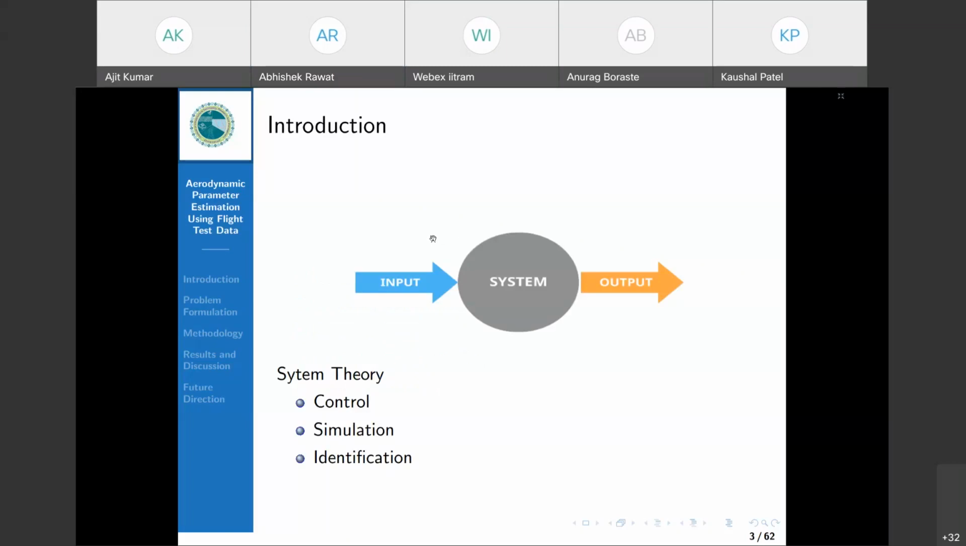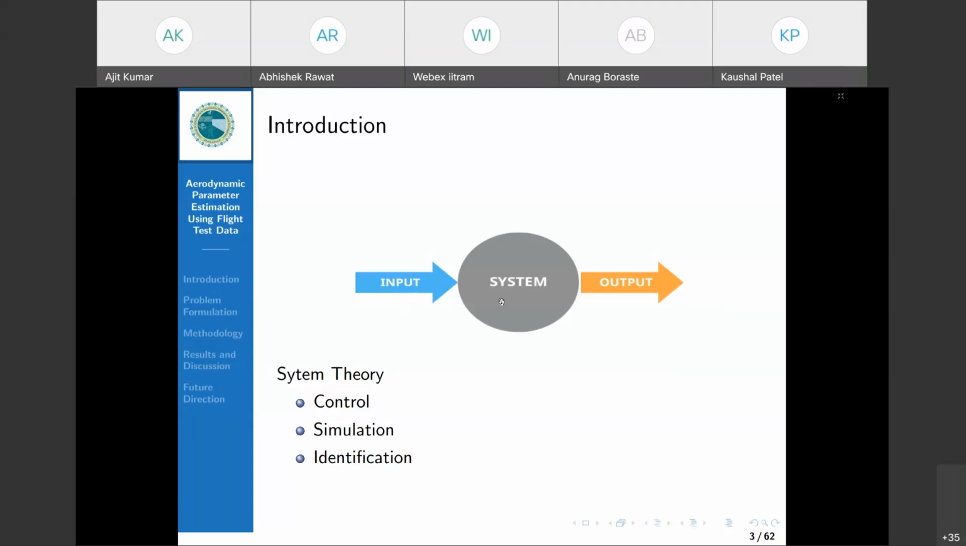Before I start the work, I would like to introduce the terms I mentioned, parameter estimation. Let us try to understand what parameter estimation is about and where it fits in system theory. We all know that in system theory, we have three different components, well known as control system, simulation, and identification. These three concepts deal with three entities, which you can see on the screen: the input, output, and the system. Whatever we say about control, simulation, and identification will be related to these three entities.